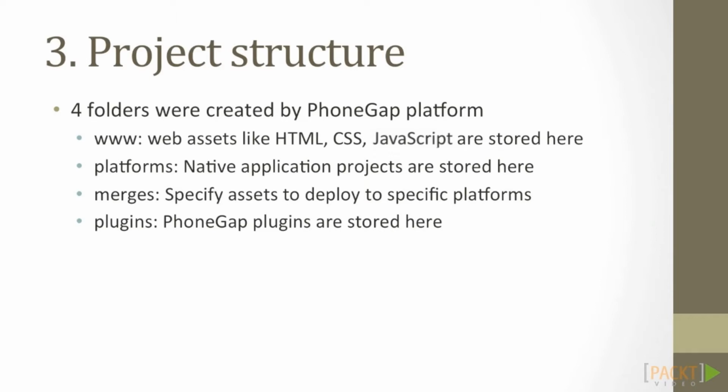The merges folder is where we specify the assets that are to be deployed on specific platforms. Each platform-specific subdirectory within the merges folder mirrors the directory structure of the www source tree. Whilst the app is compiled, the assets in the www folder will be copied to the native application and replace the existing one copied from the www folder in the top-level folder. The plugins folder is where the PhoneGap plugins used for this project are stored. The added plugins will be automatically compiled to the native application per platform.